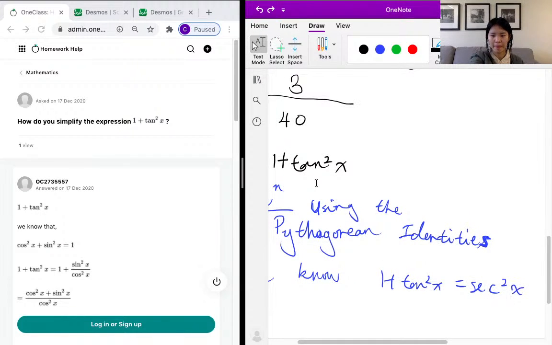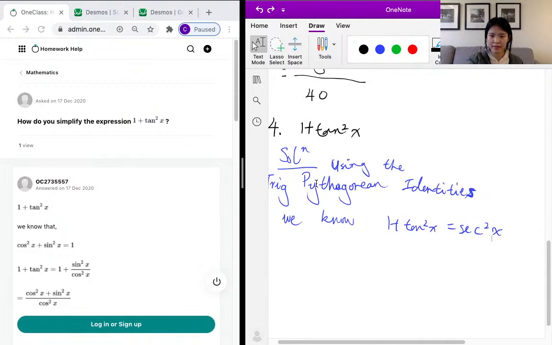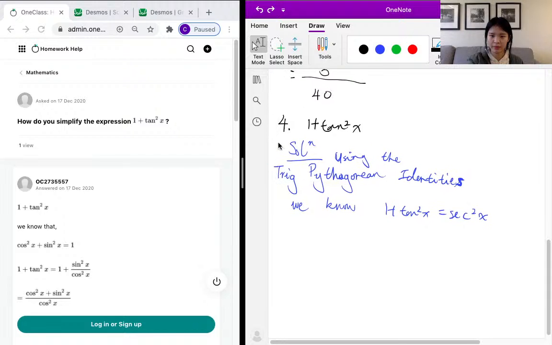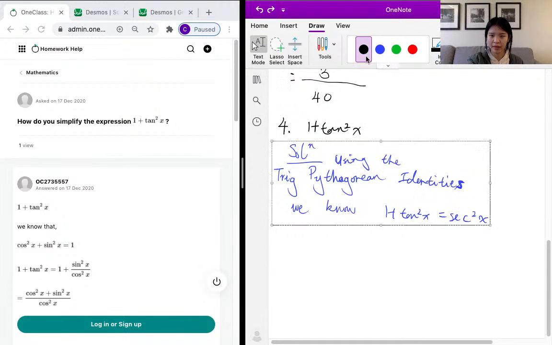Whoopsie. Let's just change this thing back to black, because the entire thing in blue kind of looks awful if you think about it.